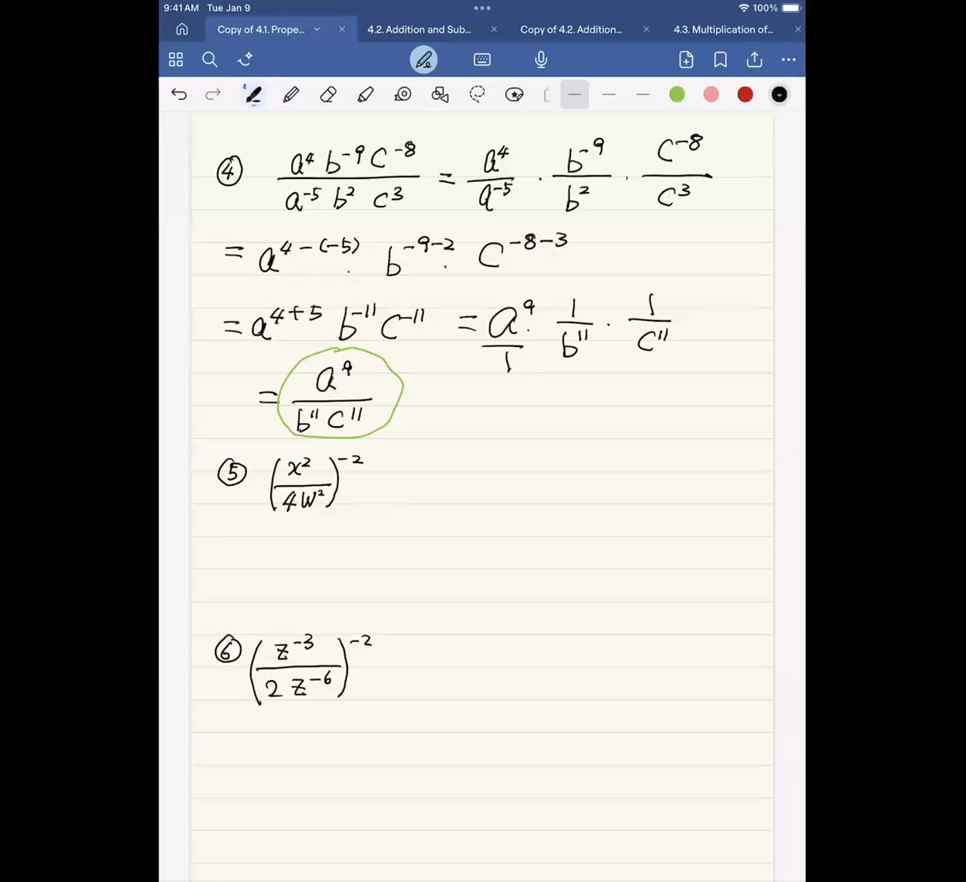In the next problem, we have a negative power applied to the fraction. This is a negative power. What may be a little bit more convenient is to reposition the numerator and denominator by switching, like 4w squared over x squared, and write it as a positive power.